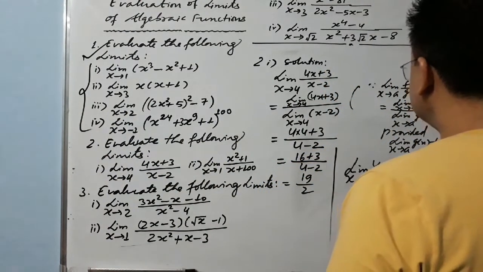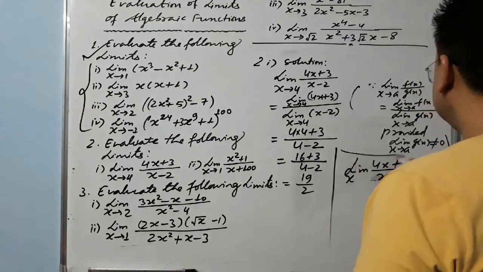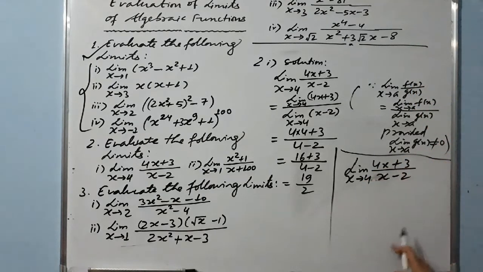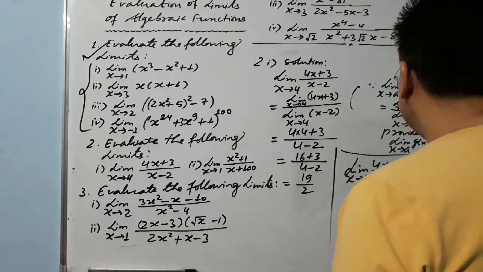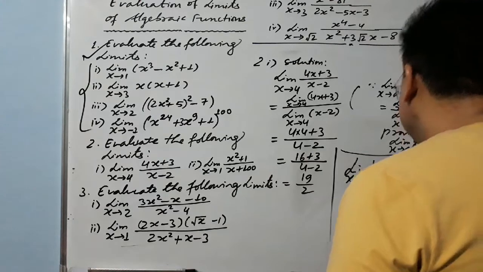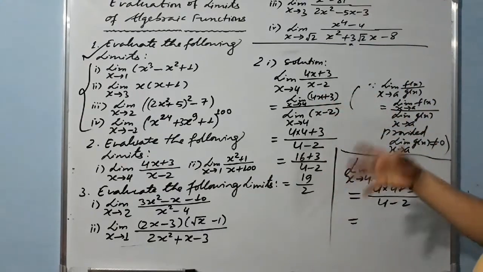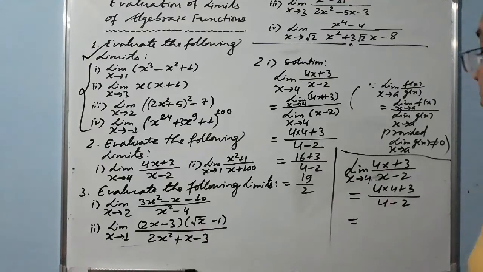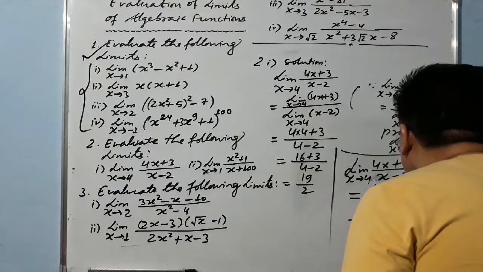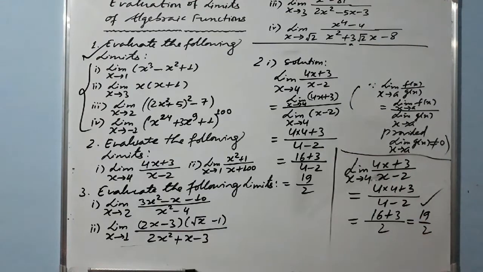Limit of 4x plus 3 upon x minus 2 as x tends to 4. You can check, okay, if it is not in indeterminate form, you can use directly 4 into 4 plus 3 upon 4 minus 2. This way also we can do. This is the actual way to find the limit of a rational algebraic function. 4 fours are 16 plus 3, 4 minus 2, and it's 19 upon 2. This way also you can do if it is not in indeterminate form.